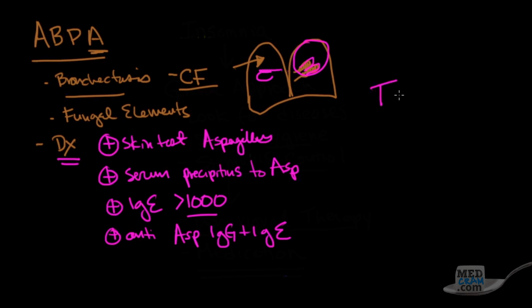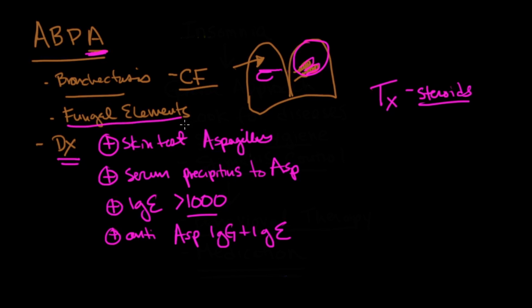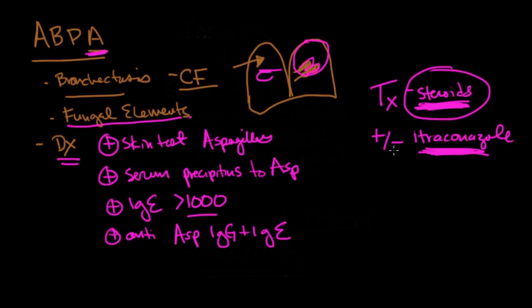Okay, so what's the treatment? Steroids. Even though this is Aspergillus and we're worried about invasion and bleeding and things of that nature, because this is an allergic reaction to fungal elements, the primary treatment is steroids. Now, plus or minus, you could also add itraconazole, which is actually an antifungal. But they may ask you which is the more important medicine to add, steroids or itraconazole, and steroids are the most important thing to add.